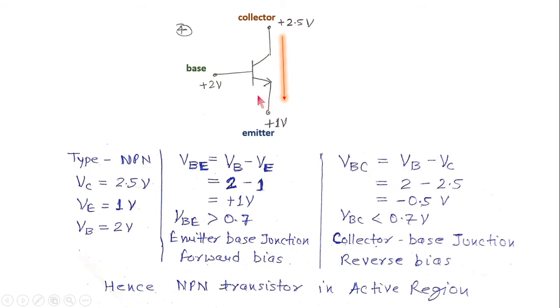Again VBC. Why VBC? Because NPN. So always we evaluate the P to N voltage. So we can easily calculate it from VB minus VC. 2 minus 2.5, that is minus 0.5. 0.5 is clearly less than 0.7. It means the collector base junction is in reverse bias.